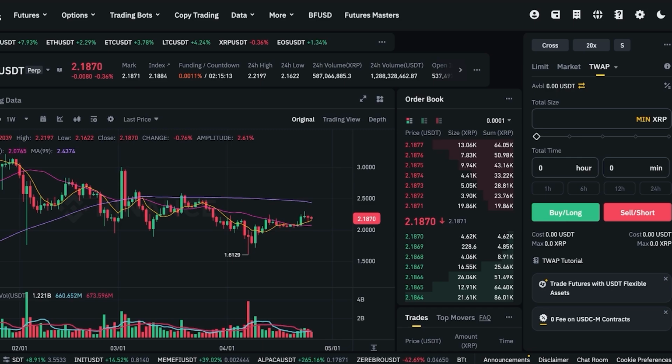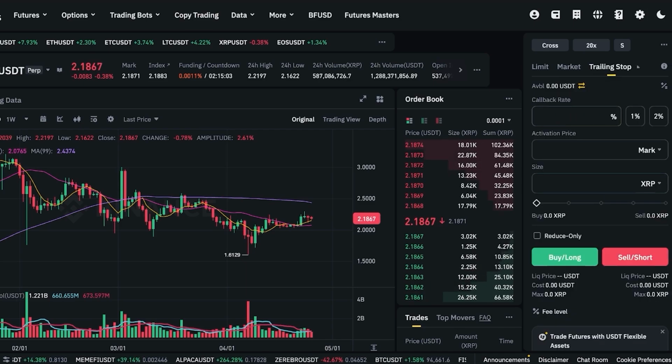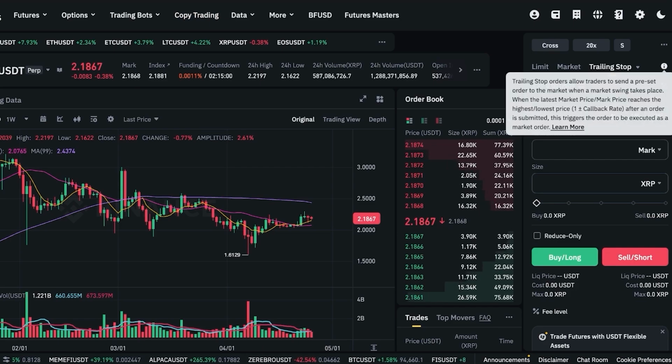Now, regular futures trades, again, have market order types, and we've covered some of the basics, but we do have some more complicated ones, which is a trailing stop, which we just used in our bot. This is going to allow you to send a preset order to the market when the market swing takes place. When the latest market price or mark price reaches the highest or lowest price after an order is submitted, this triggers the order to be executed as a market order.